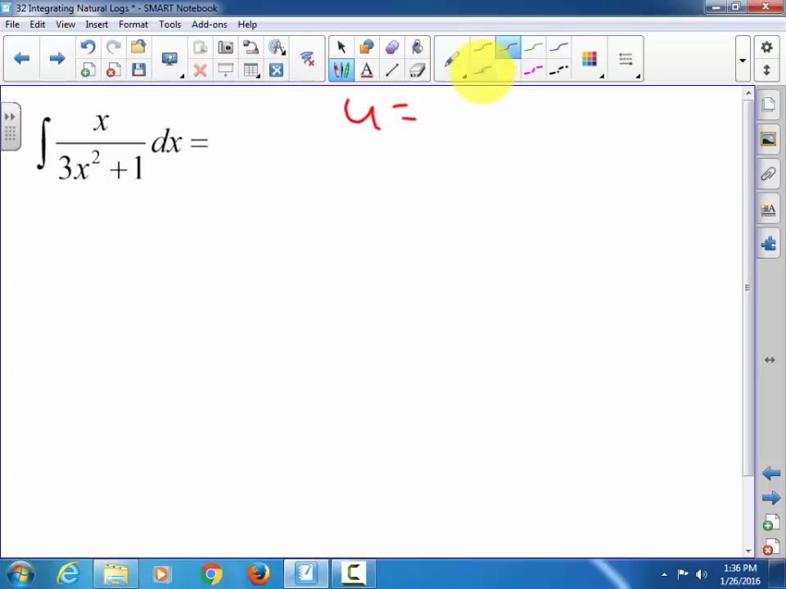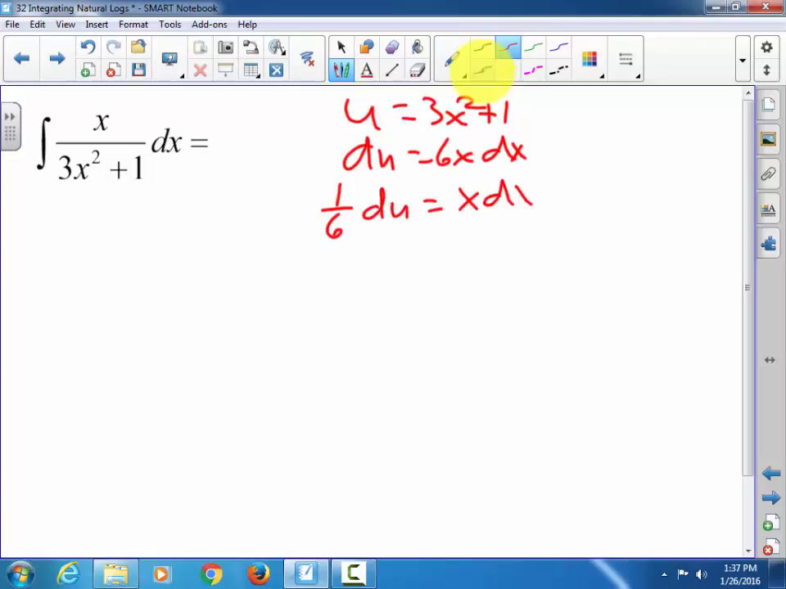So, Kevin, what do you think u ought to be? On the bottom, 3x squared plus 1. Very good. 3x squared plus 1. So du is 6x. So we've got 1/6 du equals x dx.